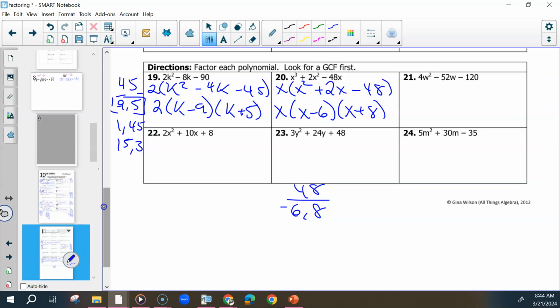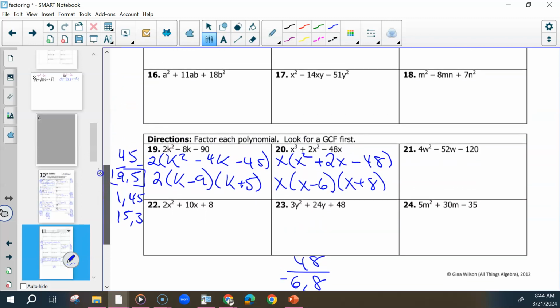Questions on how to look for the GCF? Factor that out first. Other questions in 21 through 24, or that last row, 16 through 18.